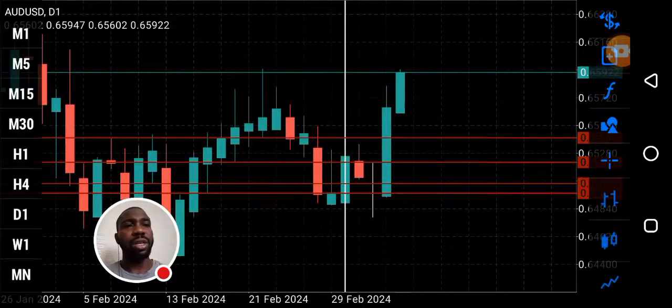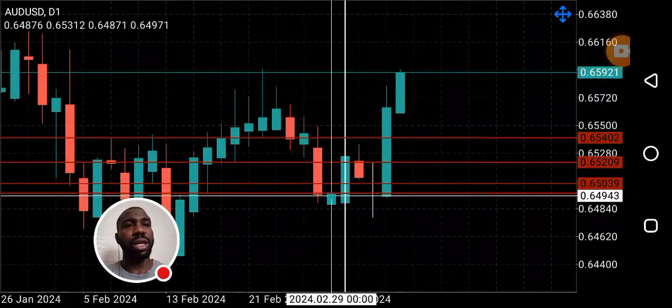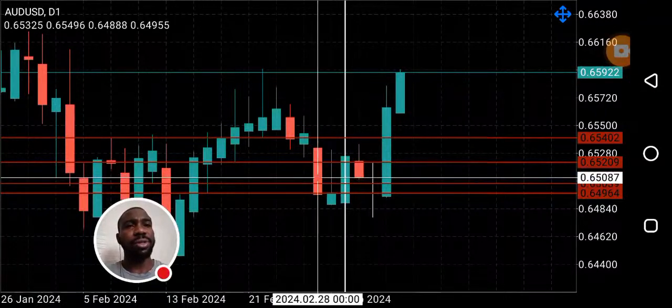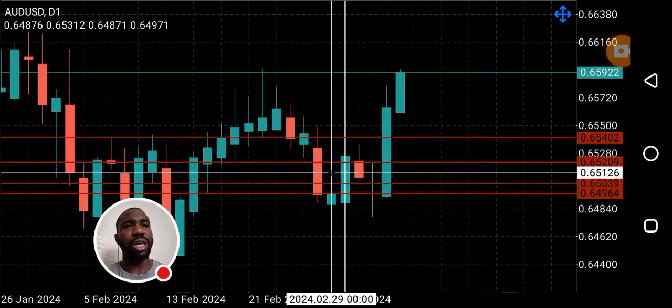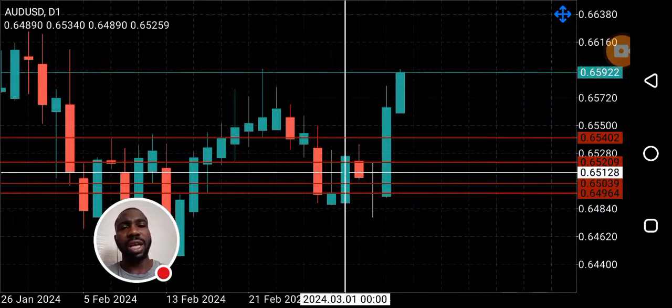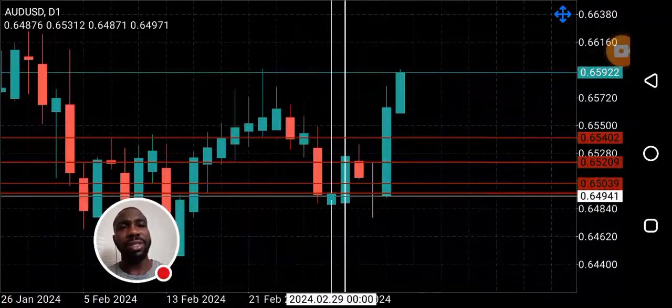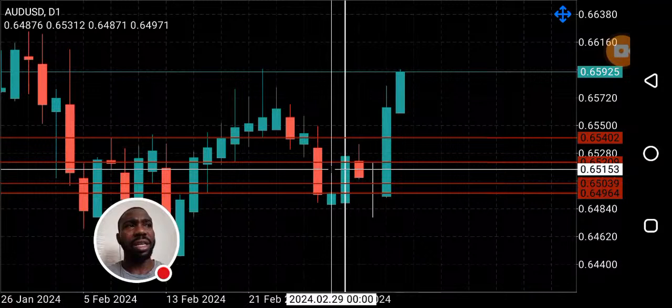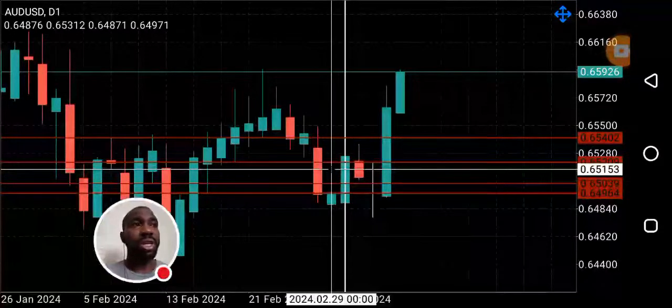What do we have on the daily? You can see on the daily time frame, this was last Thursday's candle, and you can see how it closed. It closed as an inverted hammer. An inverted hammer indicates a change in trend from bearish to bullish. An inverted hammer would always form in a downward trend. When it forms in a downward trend, you look out for an opportunity to buy.